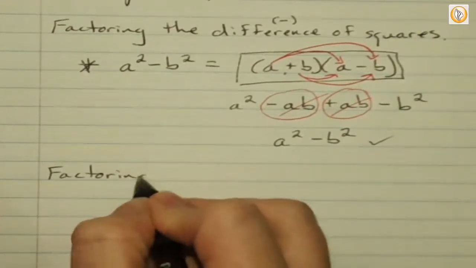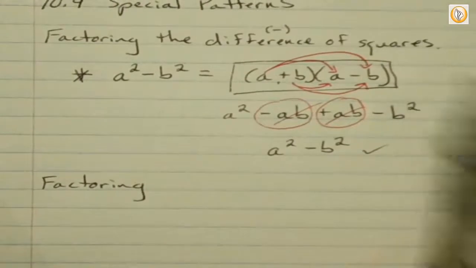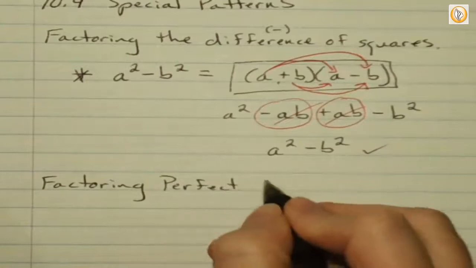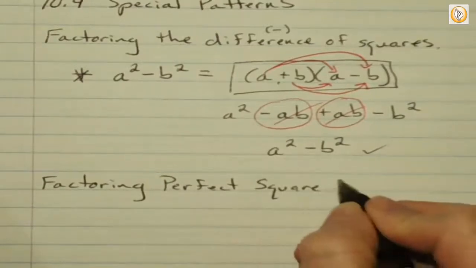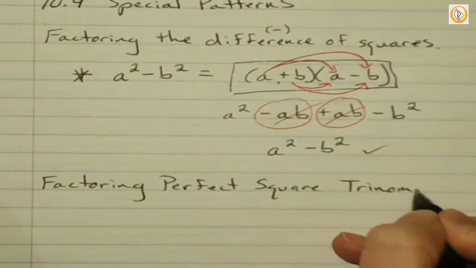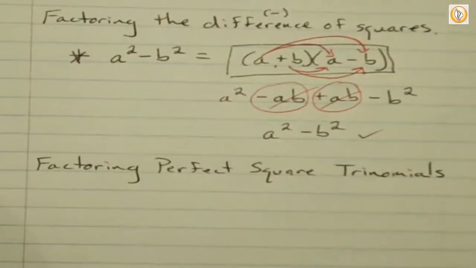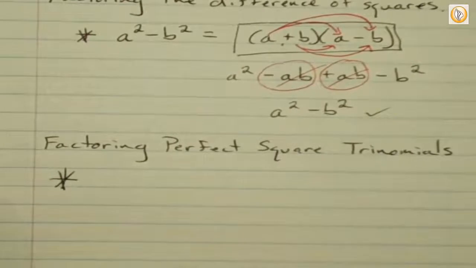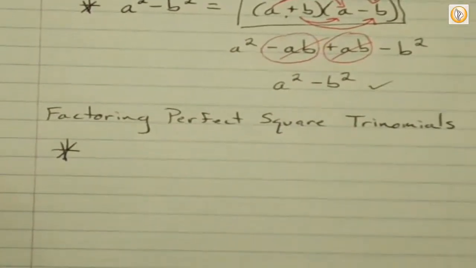Let's say we're factoring. That's why I like today, because it's mainly perfect squares. So factoring perfect square trinomials. I'm going to put a big star. A big old star, Franz.